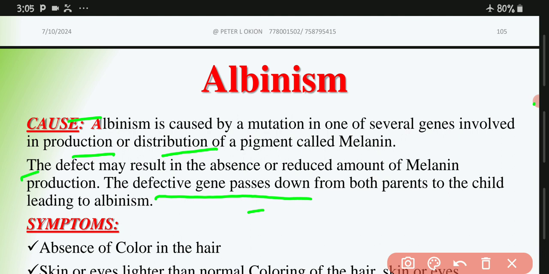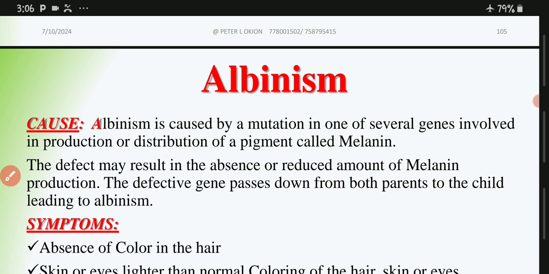Now, how can one acquire this condition? We are saying that it must be from both what? Both parents. Therefore, these parents must be heterozygous, or they must be what? Carriers for this condition. Now, one gene is passed from the female parent and the other one is passed from the male parent. And when a random fusion occurs, the F1 offspring automatically will be an albino. So the defective gene passes down from both parents to the child, leading to albinism. I hope we are together.